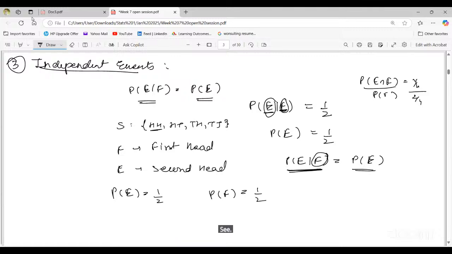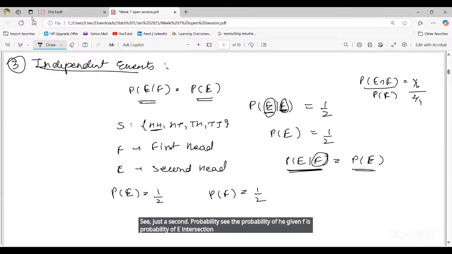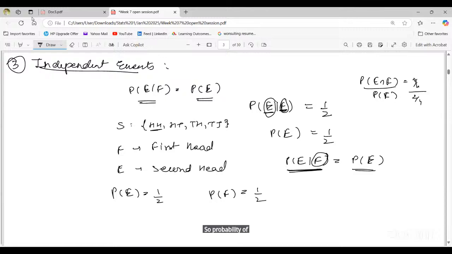See, just a second. You have to divide by the total. The probability of E given F is the probability of E intersection F upon the probability of F. So the probability of E intersection F is 1/4, and the probability of F is 2/4. Oh, it's coming to be half. Okay, now fine.